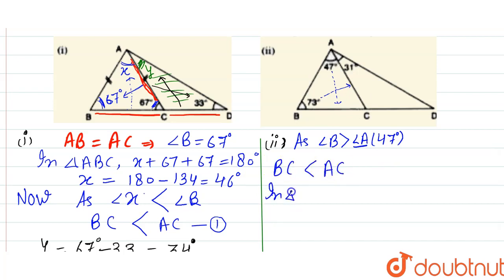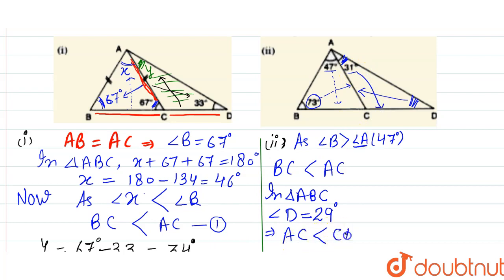Also in triangle ABC, by using the angle sum property, you can find angle D. For the value of angle D, just add 73, 47, 31 and subtract all these from 180. You will get the value of angle D as 29 degrees. So clearly angle D is smaller as compared to this one, so its opposite side will be shorter. Here also AC will be shorter. So AC will be shorter than its opposite bigger angle's side, CD. AC will be shorter than CD.